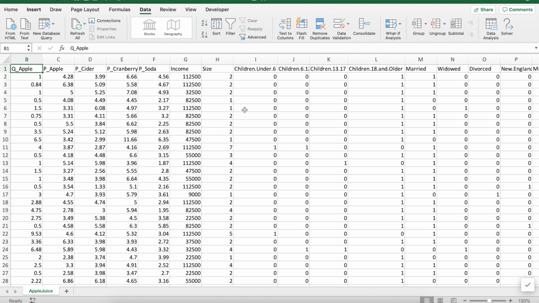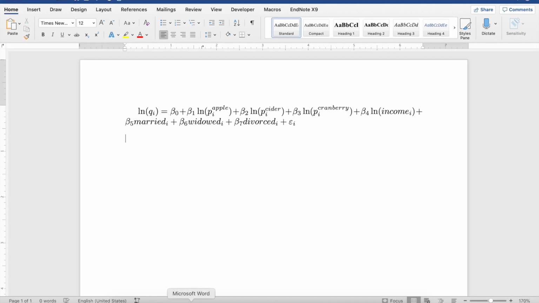This is one of the bigger data sets that we've worked with. So what are we going to do? Well, let's go ahead and estimate the following model. We're going to do a log-log model. So the log of quantity demanded of apple juice is going to be a function of the log of the price of apple juice, the log of the price of cider, the log of the price of cranberry juice, the log of income, and then we're going to include these three marital dummy variables. And again, remember that the omitted category here is single.